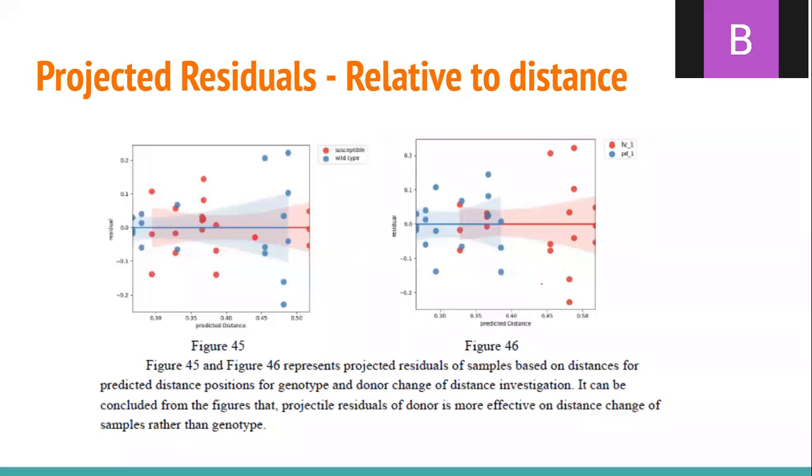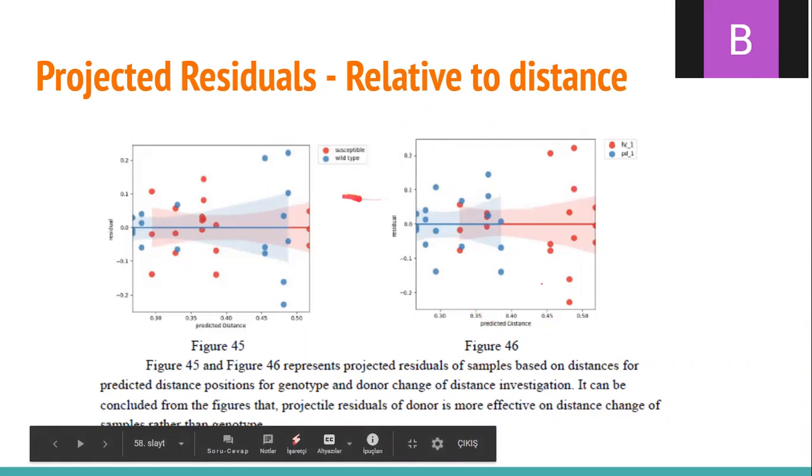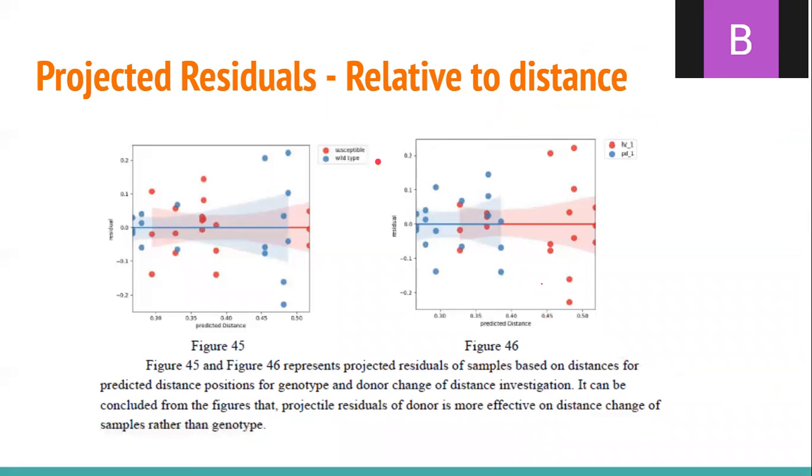And this is another projected residual, which is relative to distance measures. We can see in here that the genotype again has less effect, and the donor type has more effect. This is genotype, which is more jumbled together, but this is donor, which is separated more from each other, which we conclude from this one. The major effect on this one is here, donor type again.